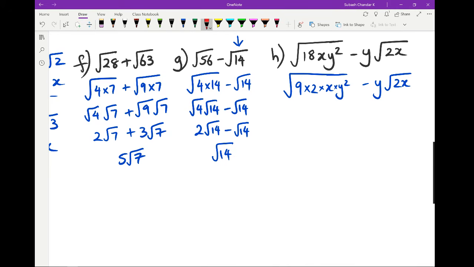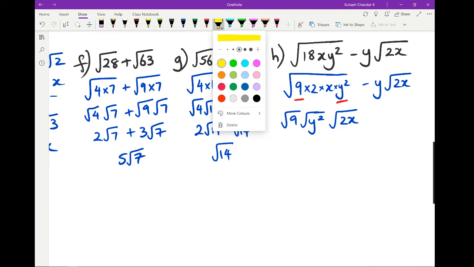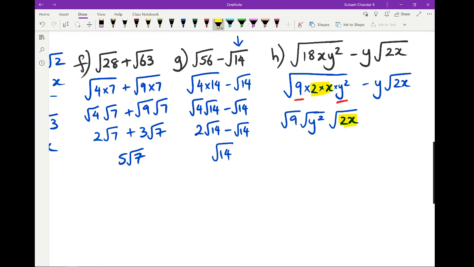So in here, I can see that square root of 9 can be done and square root of y squared. So doing square root of 9 outside, square root of y squared, and whatever's left over is the 2x part. So the 2x ends up being left inside the square root symbol. So square root of 9 is 3, square root of y squared is y. So I get 3y square root of 2x minus y square root of 2x. So 3 take away 1 gives us 2y square root of 2x.